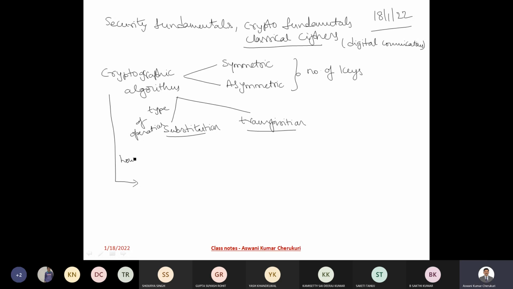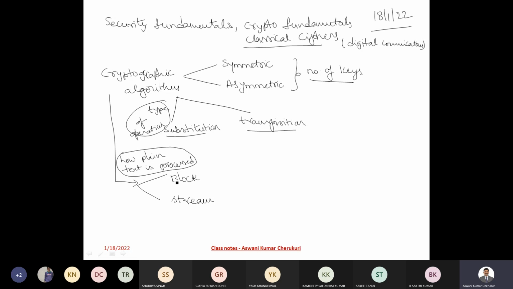Now let us see another classification, on how plain text is processed. You have the plain text getting processed in two varieties: block based and stream based. So that means cryptographic algorithms are classified based on the number of keys, based on the type of operations, and based on how plain text is getting processed.